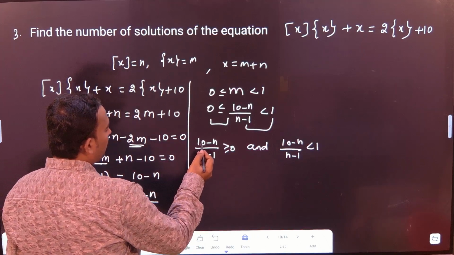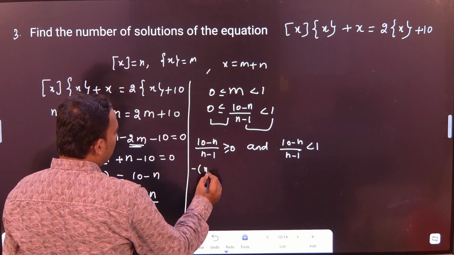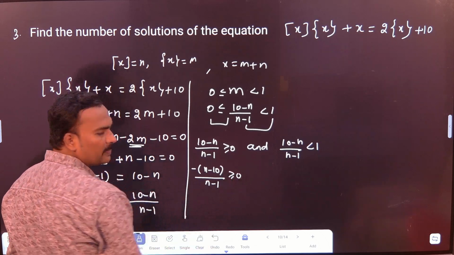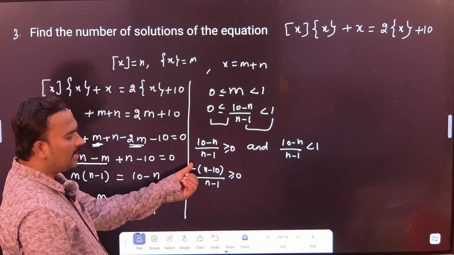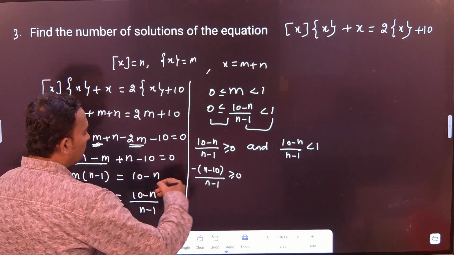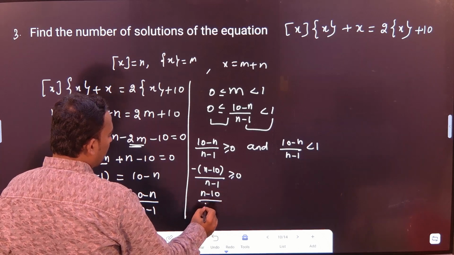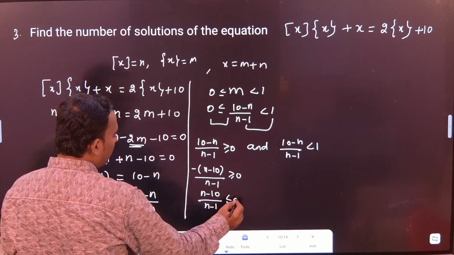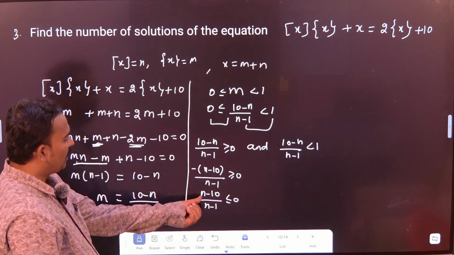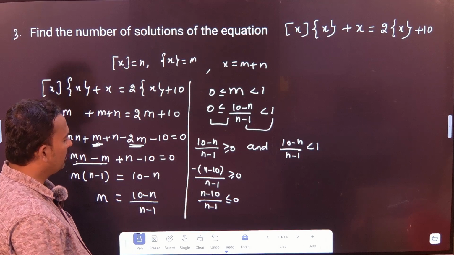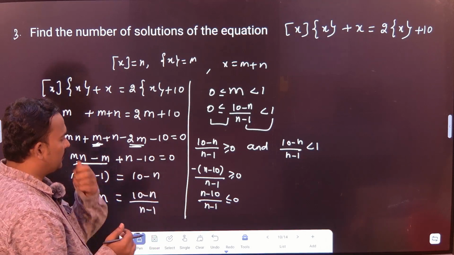You can see, if I take minus out, what will we get? n minus 10 divided by n minus 1 is greater than 0. Clear? So we need to remove the negative 1. So you have to multiply by negative 1. What will we get? n minus 10 divided by n minus 1 is less than or equal to 0. Clear? You have to multiply by negative 1, right? So the inequality will be changed, right? Okay.